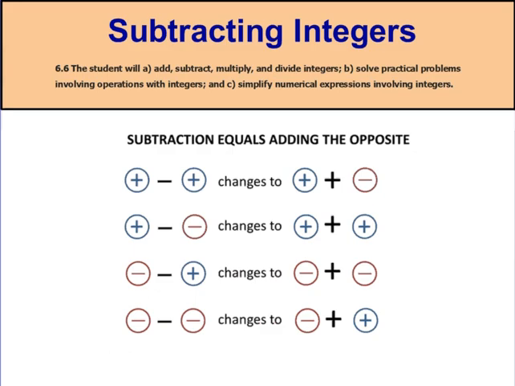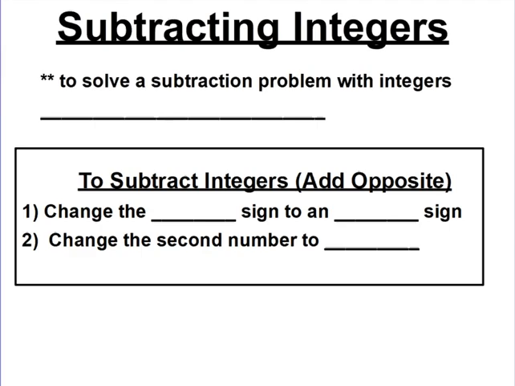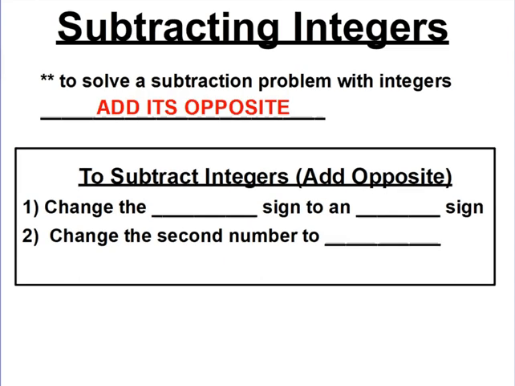So let's begin. One key concept that you need to know is that subtracting a number is the same thing as adding its opposite. What I mean by that is that we all know that 5 minus 4 is 1. But if I change that around and I say 5 plus negative 4, the answer to that problem is also 1. So what that shows is that subtracting 4 is the same thing as adding negative 4. And that's how we're going to solve our subtracting integer problems.